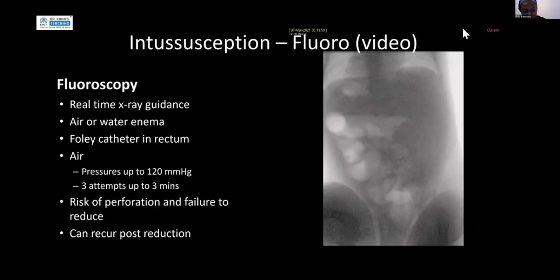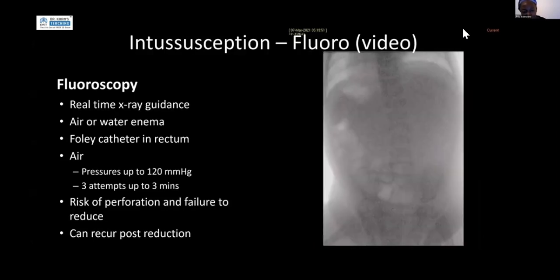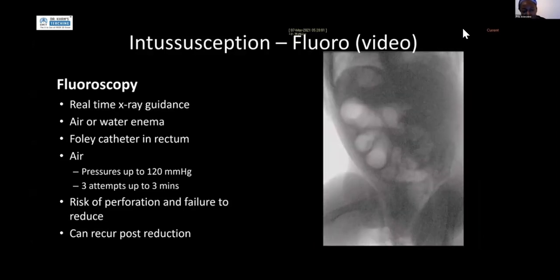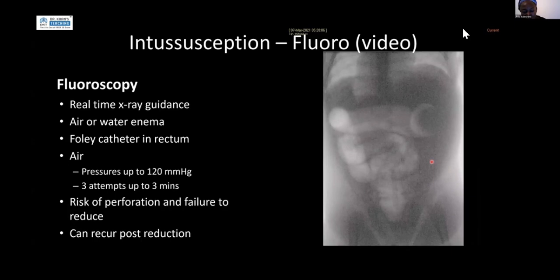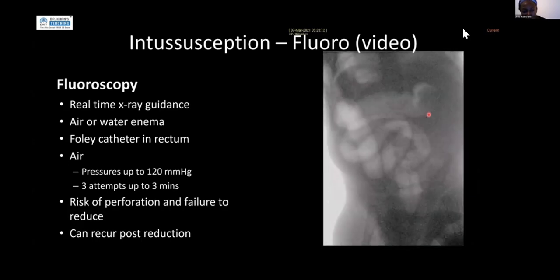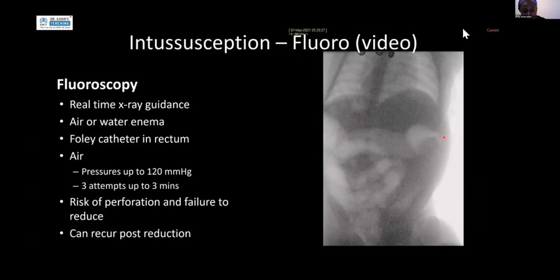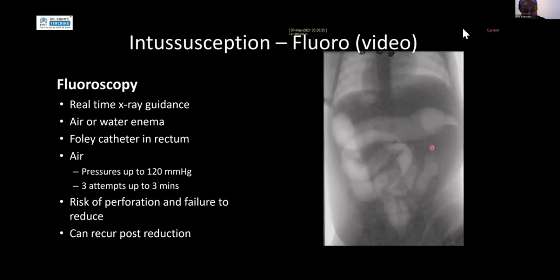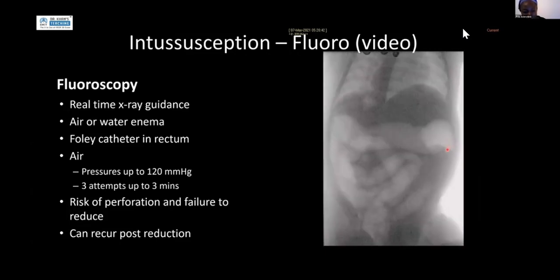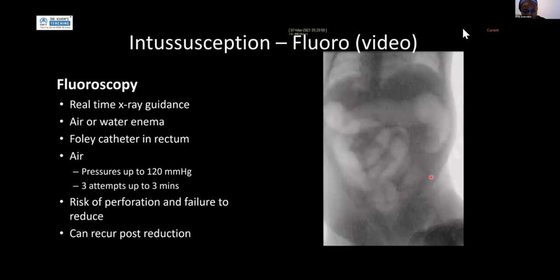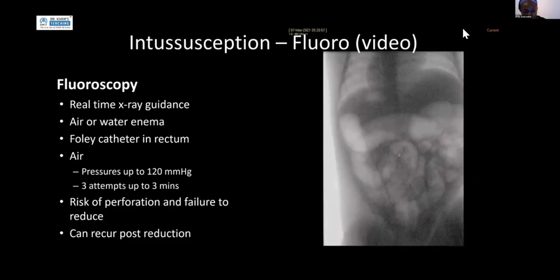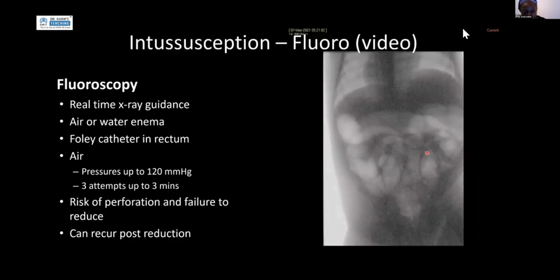So the filling defect here is your intussusception mass, and you can see it's in the transverse colon, and then it's been pushed round as we're insufflating the bowel with air. It's been pushed round. This is someone's hand because they're trying to hold the child still. And it's been pushed down and round into the hepatic flexure now. We're coming down into the ascending colon and into the cecum, and then we're opacifying small bowel loops, which shows that we've successfully reduced the intussusception.